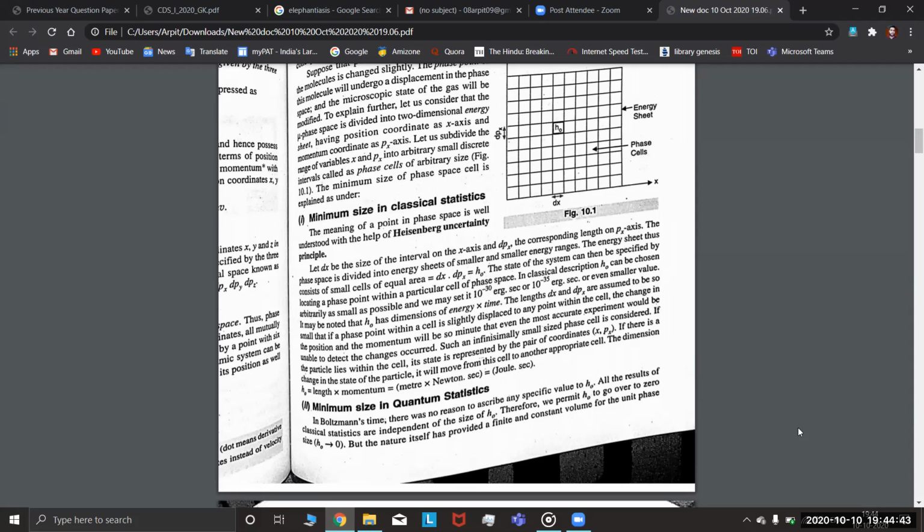So what we see here is that a phase cell can be used to state the position of a given system. In classical mechanics, h naught can assume any arbitrarily small value, whereas in quantum mechanics that is not the case. h naught will be equal to h cut, and it cannot be smaller than that. And the more precise the position, the more uncertainty in momentum, and vice versa.